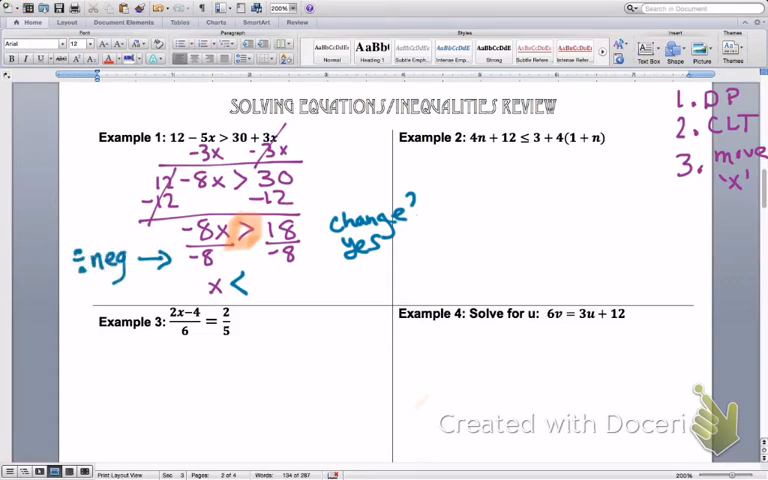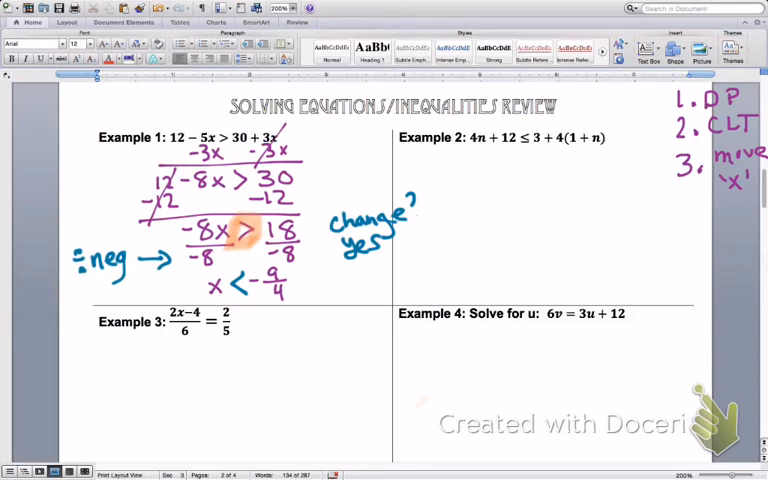So this fraction, I end up with a fraction because 18 and 8 don't divide nicely, but they do reduce. So I'm going to go ahead and reduce them, divide them by 2. So I'm going to get 9 over 4, and it's all negative. All right, let's go ahead and move on to the next one.